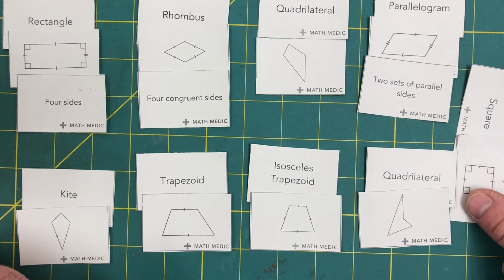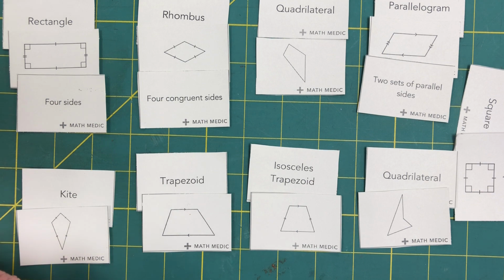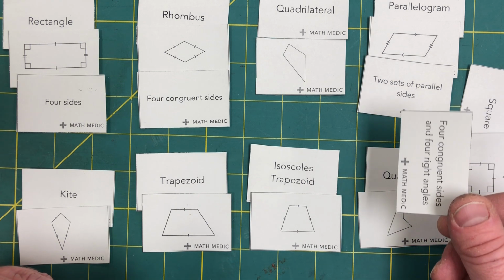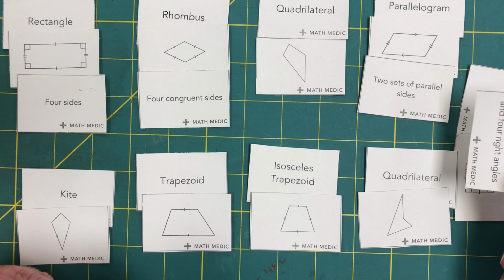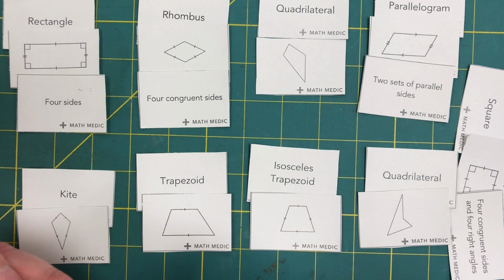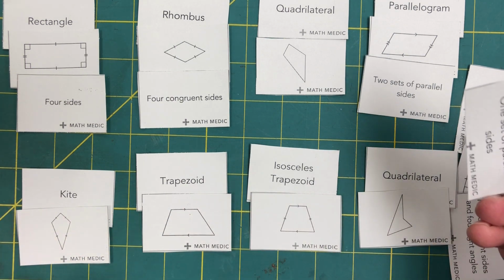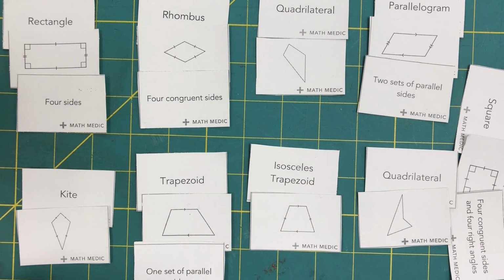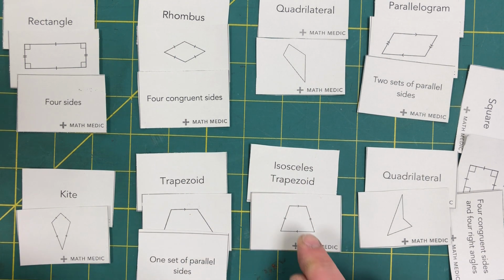There's a square. So the thing about the square is all four sides are congruent and it's four right angles. So that is the description of square. Four congruent sides, four right angles. So I have three more to place. One set of parallel sides, that's a trapezoid. And then an isosceles trapezoid is one set of parallel sides and one set of congruent sides.